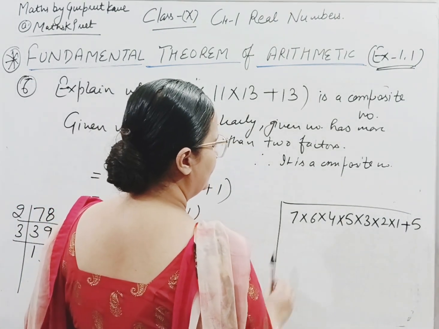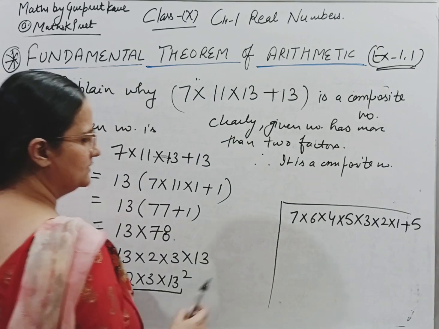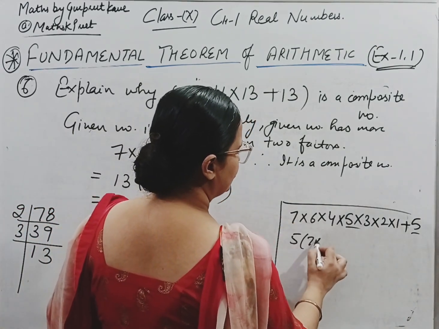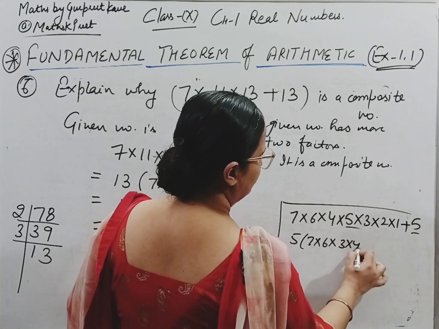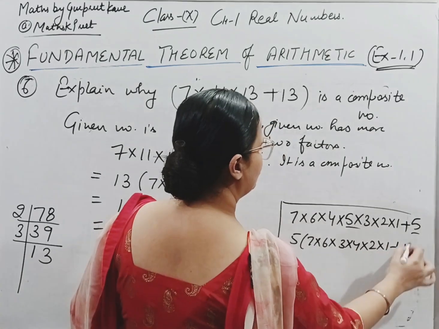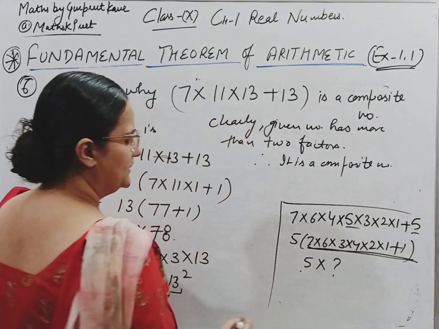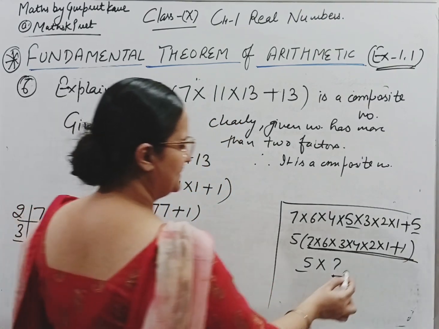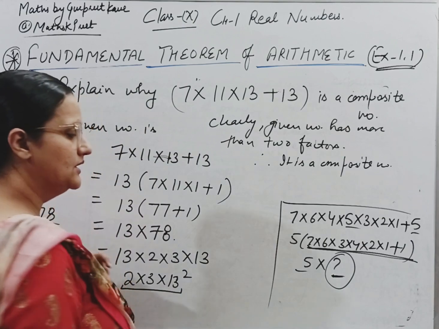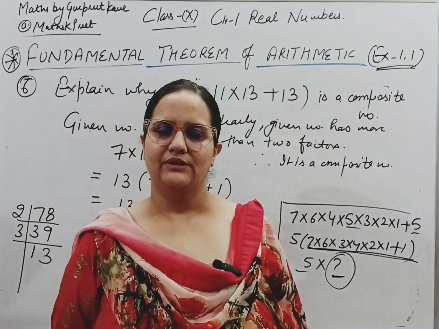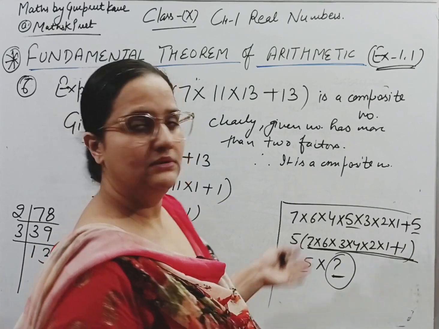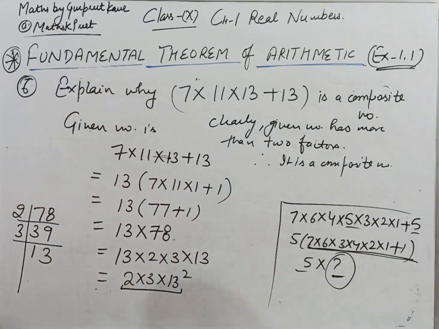Fine. This is the next part. This is the other part that is given along with the same question. Here also we can take 5 out from this addition and we are left with 7 into 6 into 3 into 4 into 2 into 1 plus 1. So this number is a multiplication of 2 numbers which are basically factors of the given number. You can express this number as a prime factorization. So ultimately you are getting prime factors for this number other than itself and 1. So this number is also a composite number. I hope you understood. Let's see the next question.